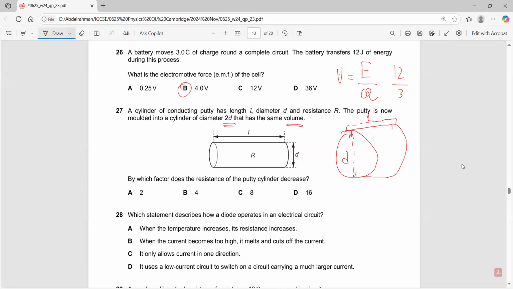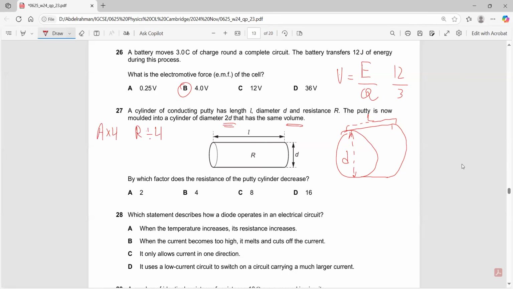When you increase the diameter two times, what happens to the area? The area increases 4 times. So the area has been multiplied by 4. Therefore, the resistance will be divided by 4. But I'm not done yet. The solution wouldn't be 4. The resistance will not decrease by 4.